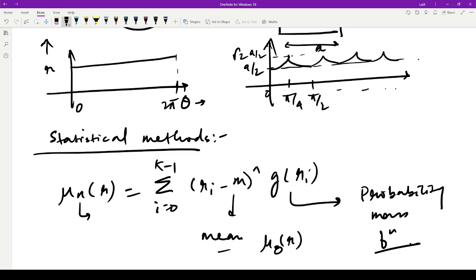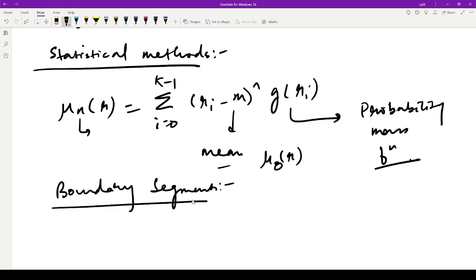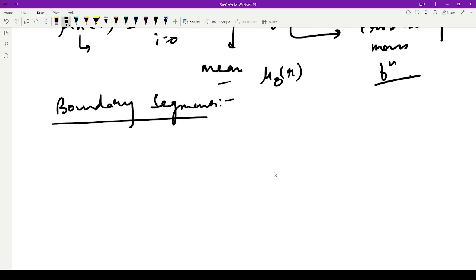Okay, so given this, one of the interesting topics that was discussed is boundary segments. You have to partition the boundary using the vertices of a convex hull. So what is a convex hull? Can anyone tell that? Or even before that, what is a convex set?